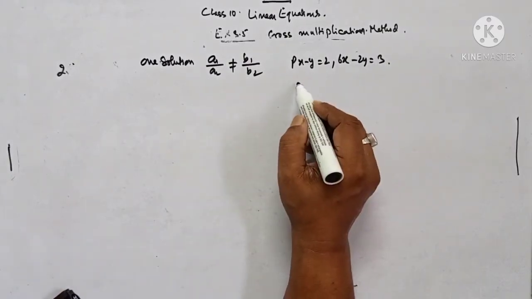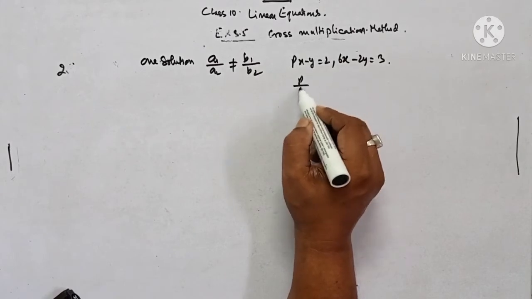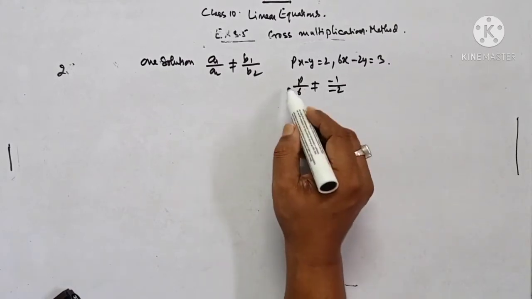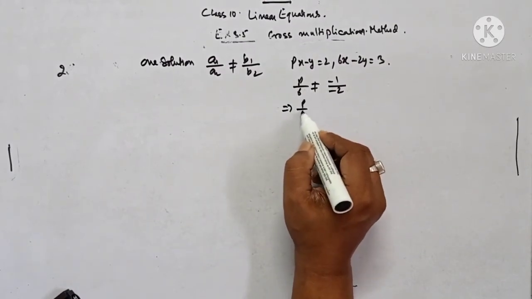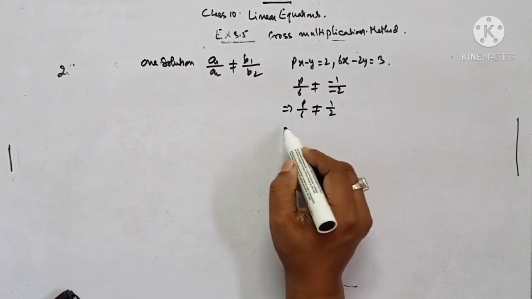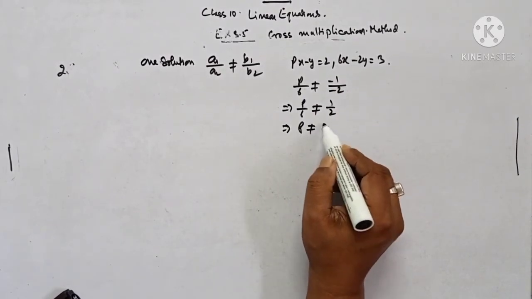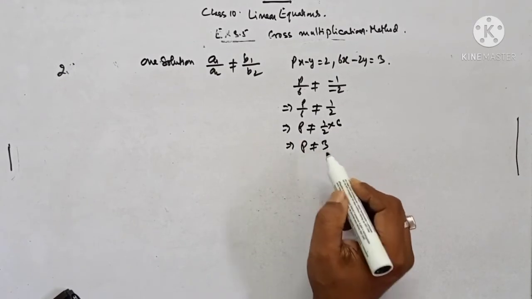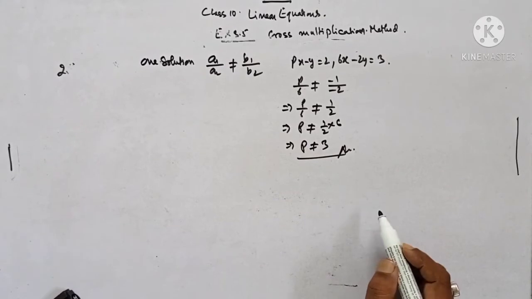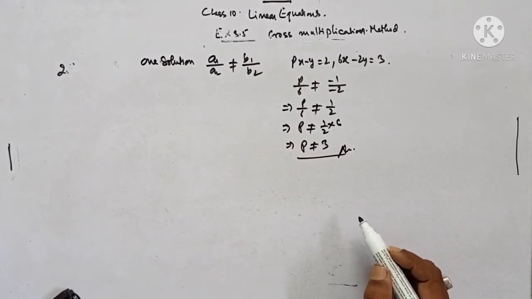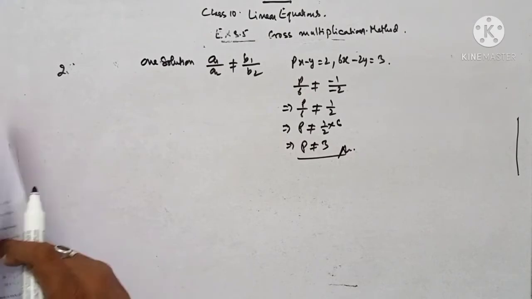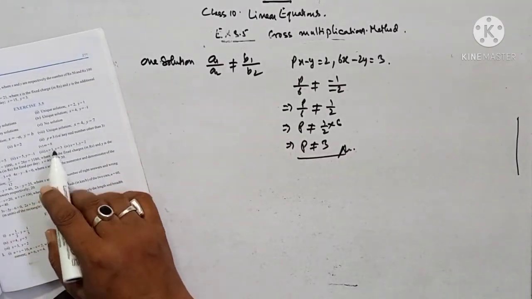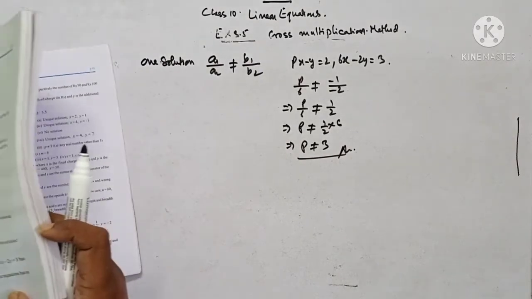So here a1 by a2, that is p by 6, is not equal to minus 1 by minus 2. So p by 6 is not equal to 1 by 2. So p is not equal to 1 by 2 into 6. So p is not equal to 3. This is your answer. Question 2 third: p is not equal to 3.